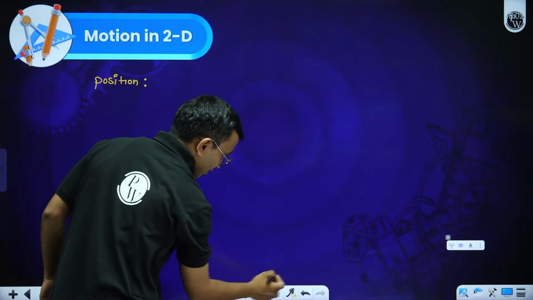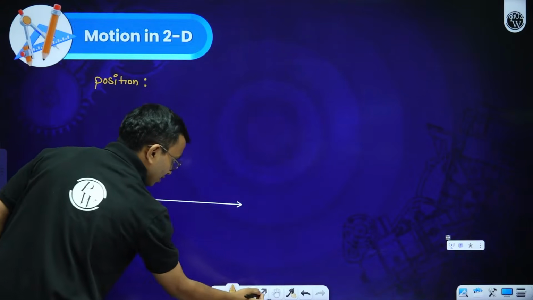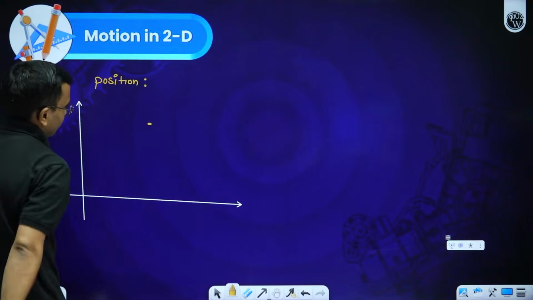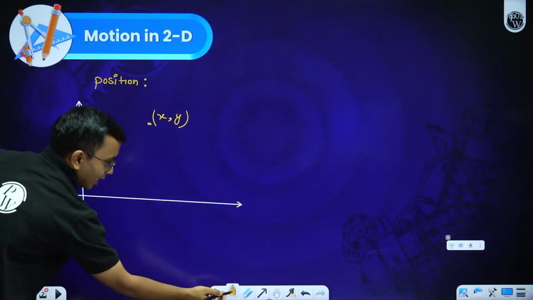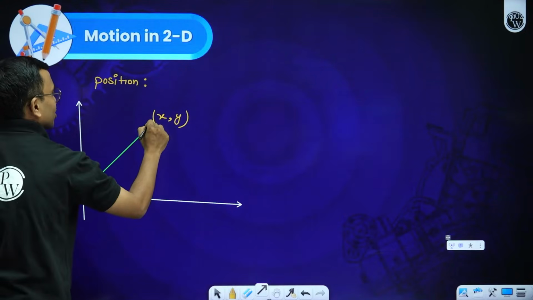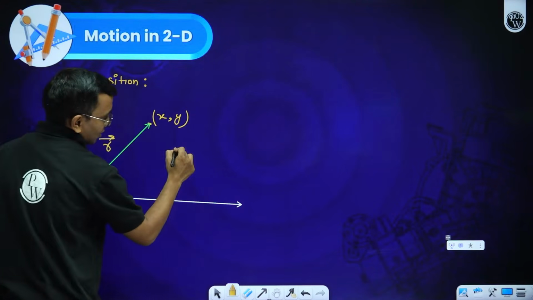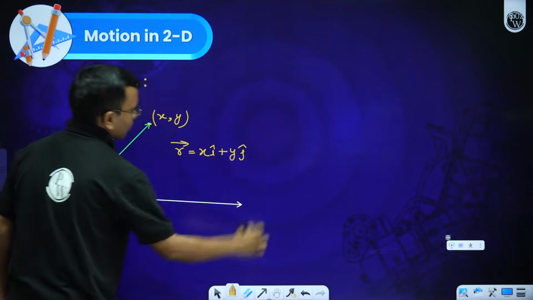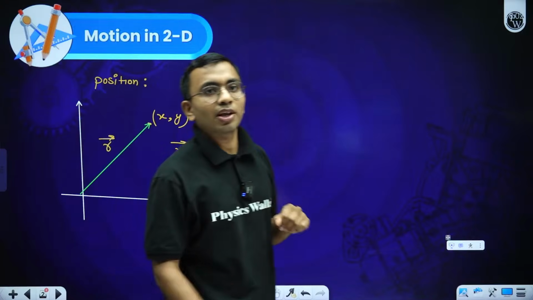For position, we will denote position by a position vector. This is, let us take, the x-axis, this is my y-axis, and the particle is somewhere here. You can take some point, let us take (x, y). So here I will define a position vector. This is my position vector. When I write the position of this, it will become x i cap plus y j cap. Like that we will denote. So here we will say these many units along the x-axis, these many units along the y-axis.